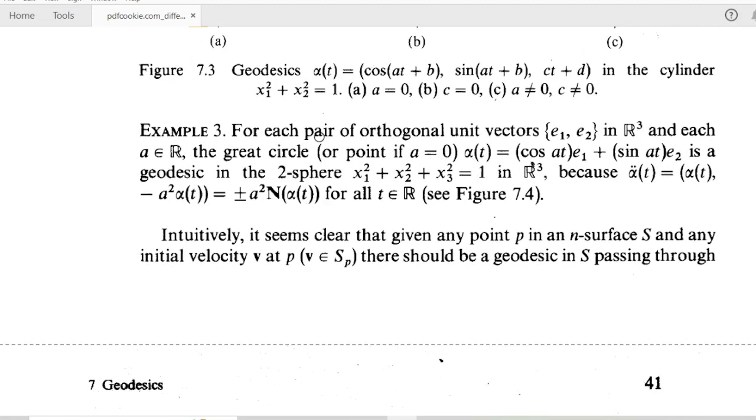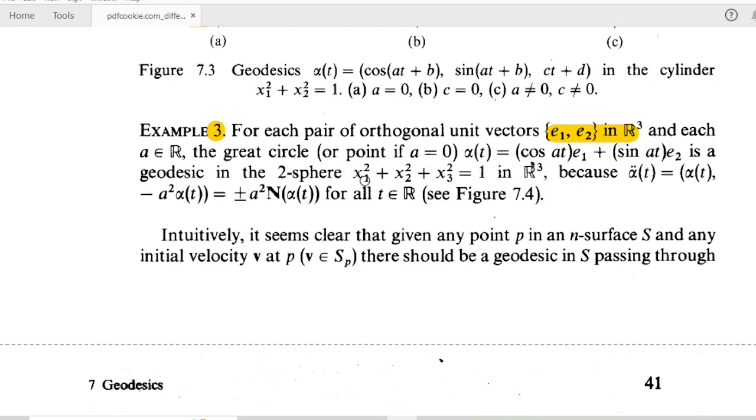Now we have example number 3. For each pair of orthogonal unit vectors E1, E2 in R3. So we know that there are orthogonal unit vectors. Orthogonal means perpendicular unit vectors. E1 and E2 are unit vectors and their dot product is 0, so they are orthogonal unit vectors. E1 in R3 is 1 0 0. E2 is 0 1 0, and for each a belonging to R, the great circle is a geodesic in the 2-sphere.